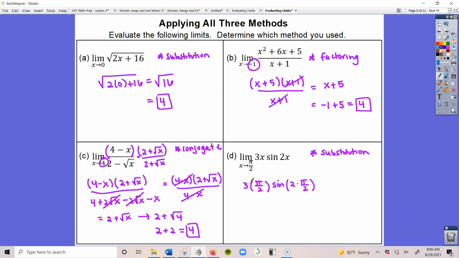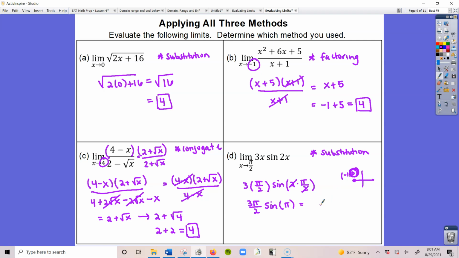Let's simplify this a little bit. 3 times pi over 2 is 3 pi over 2. And then over here, this 2 with this 2 would cancel. Remember that this is part of the angle. So now I need to figure out what is the sine of pi. If you look at the unit circle, pi is over here, and the coordinate there is (-1, 0). Since sine is the y value, the sine of pi is 0.